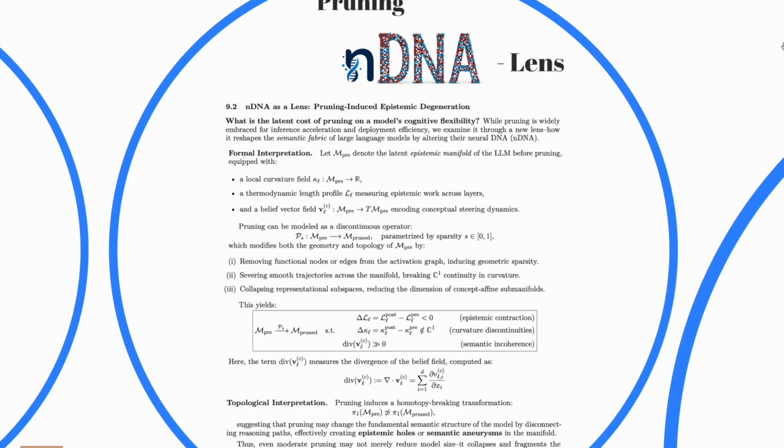Takeaway. Treat pruning as a geometric surgery on the model's mind. If you must prune, monitor the nDNA trio, kappa, length, and belief flow, and watch for 3 warning signs: delta L negative, non-smooth kappa changes, and large positive divergence of belief flow. When those appear together, pruning hasn't just sped up inference, it has damaged the manifold that makes reasoning stable, adaptable, and aligned.